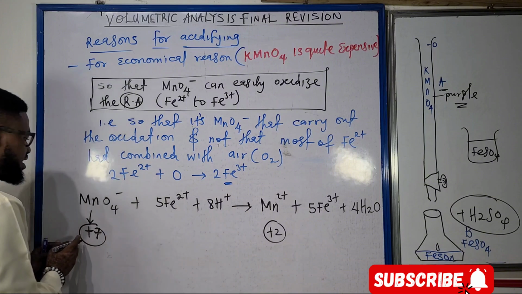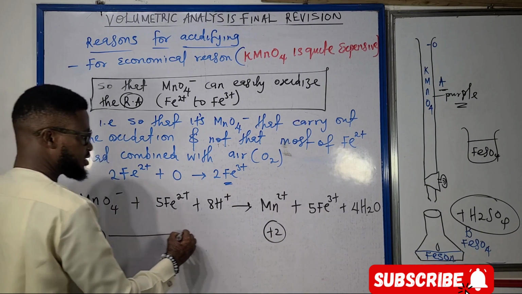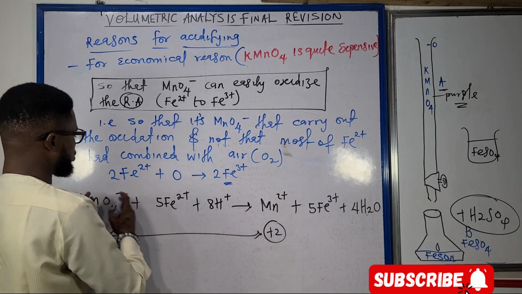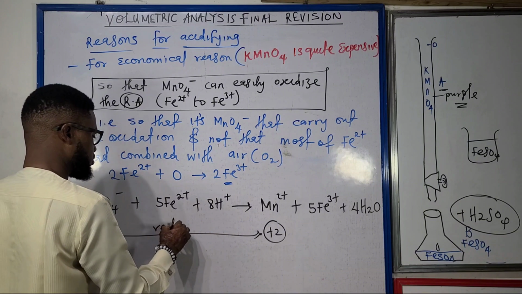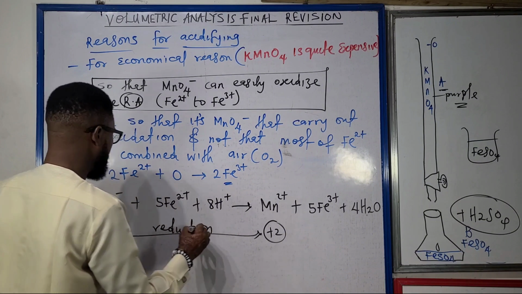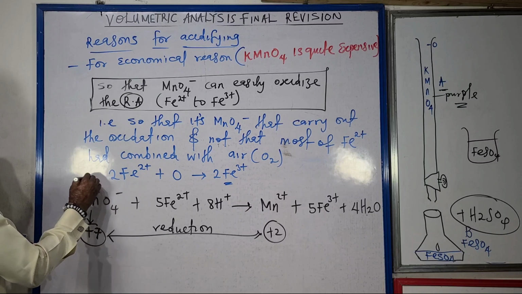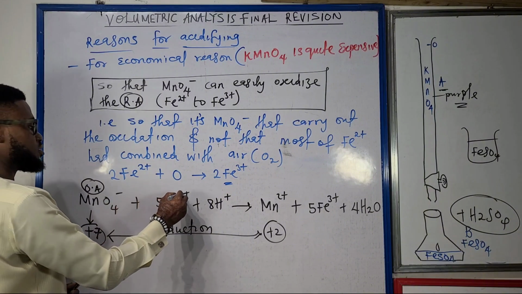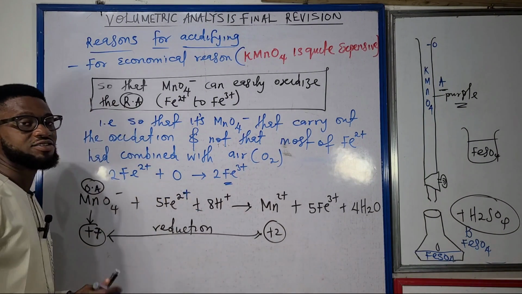So what that means is that we expect this manganese, from +7 to +2, a reduction in oxidation number, that is reduction. What undergoes reduction is the oxidizing agent. So our potassium permanganate is the oxidizing agent here. From +2 to +3, that's an increase in oxidation number.